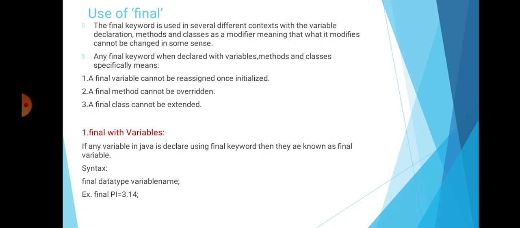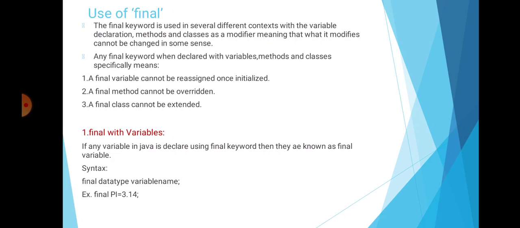The final keyword, when declared with variables, methods and classes, specifically means: a final variable cannot be reassigned once initialized. Second, a final method cannot be overridden, and about the class, a final class cannot be extended. Remember these three rules. Then first is final with variables.